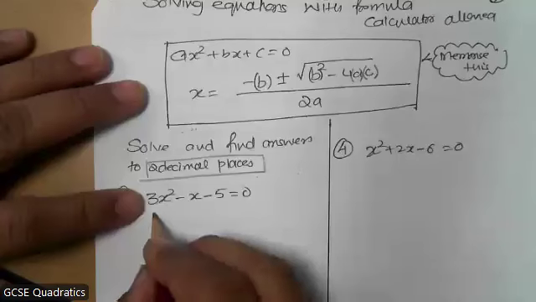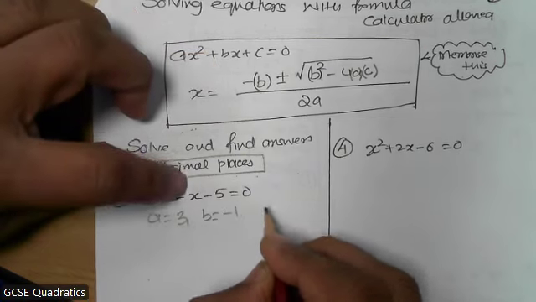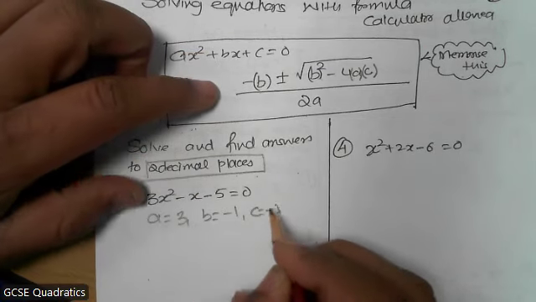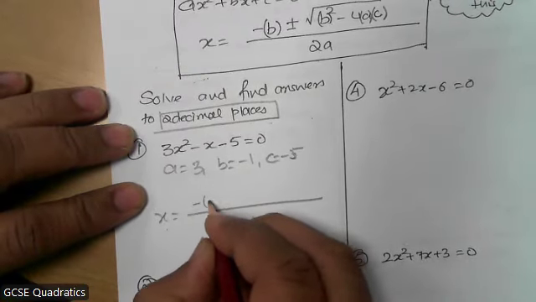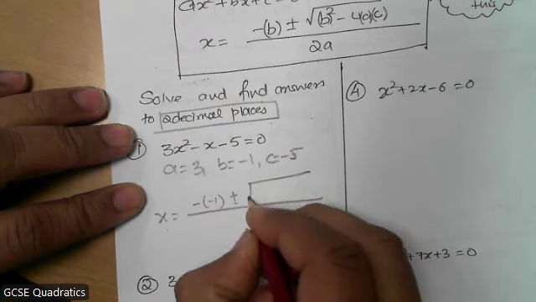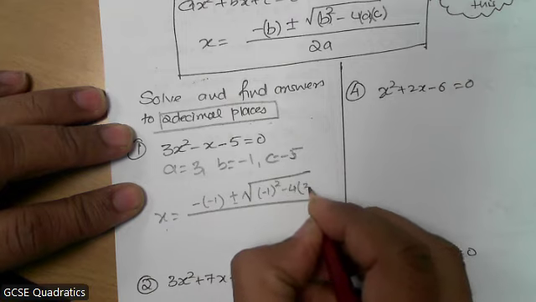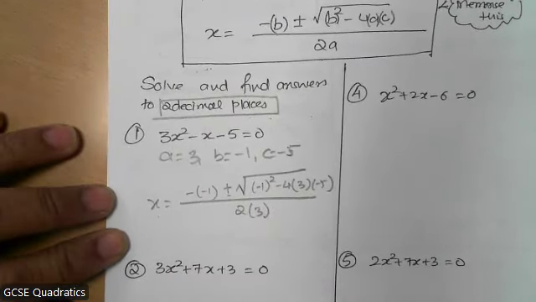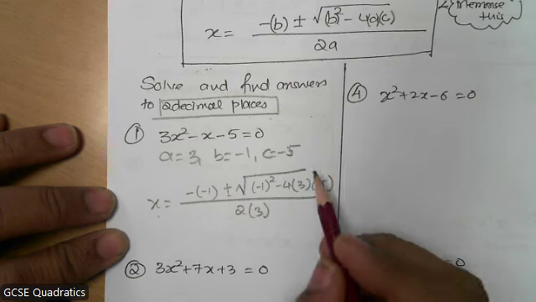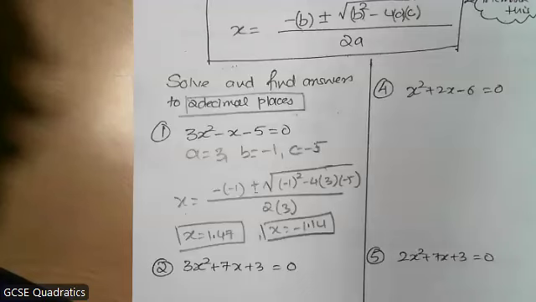Okay, step 1. Identify what your A is. A is 3. What's B? B is -1. And what's C? C is -5. You must show this step. Now into the formula: negative -1 plus or minus the square root of -1 whole squared minus 4 times 3 times -5, over 2 times 3. You must show this step before you put this in the calculator. The reason is that if you get something wrong in the calculator, you should still get full method marks for this. Then put this in the calculator and work out the two answers. So these are the two answers for this one.